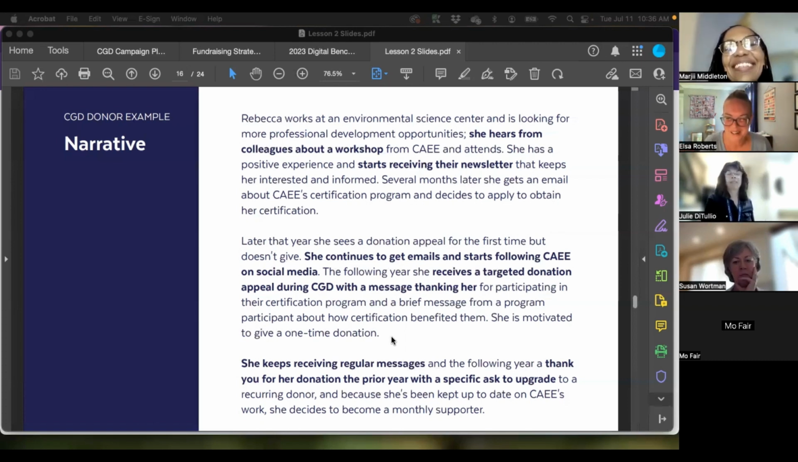There's a third paragraph. So she keeps receiving regular messages, and the following year, she receives a thank you for a donation from the prior year with a specific ask to upgrade to a recurring donor. And because she's been kept up to date on CAE's work, she decides to become a monthly supporter.